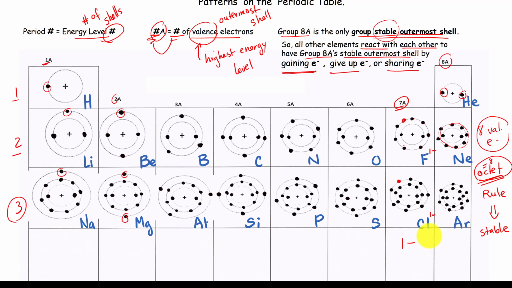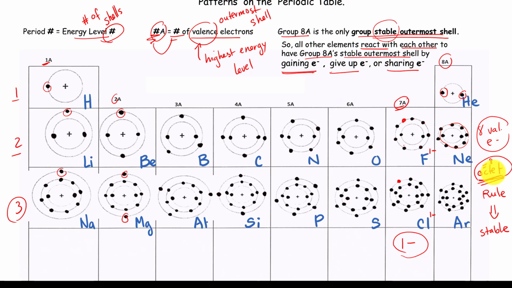So again, based on the pattern so far, we're now able to predict what is going to happen to a specific element in a specific group when it's reacting with another element. So for group 7A, it's going to want to gain an electron. The same thing with 6A, right? It's going to gain how many more? 2, because 6 plus 2 will give you 8.